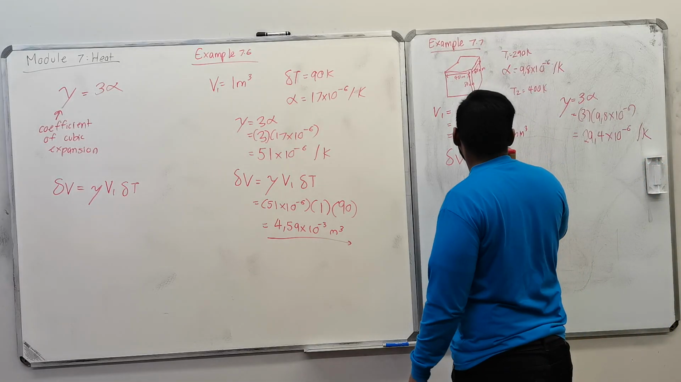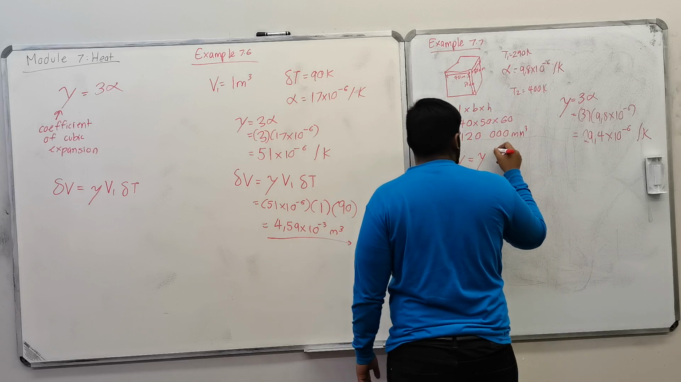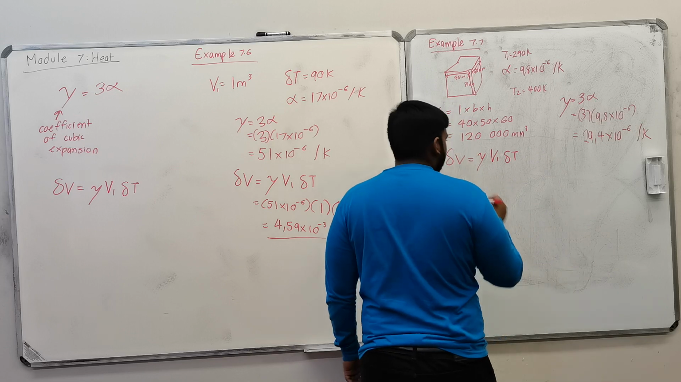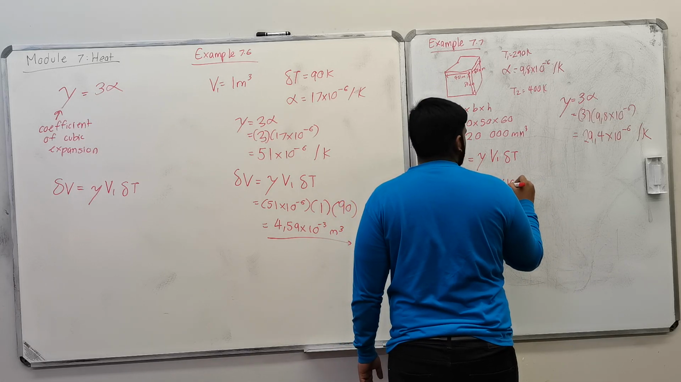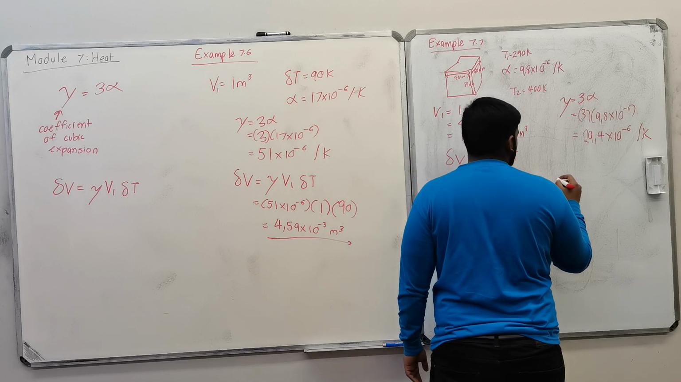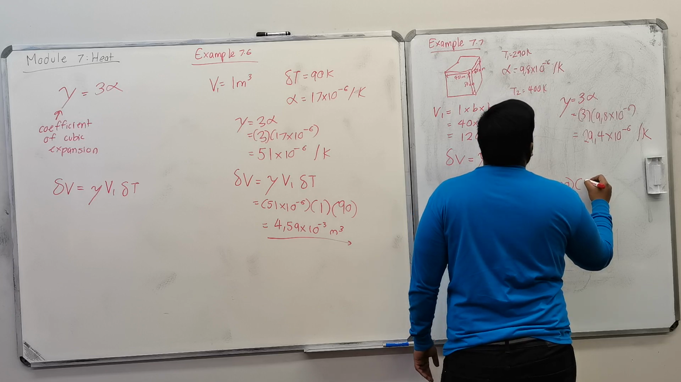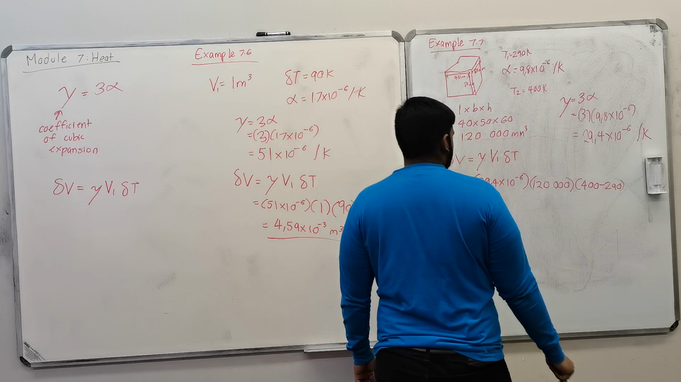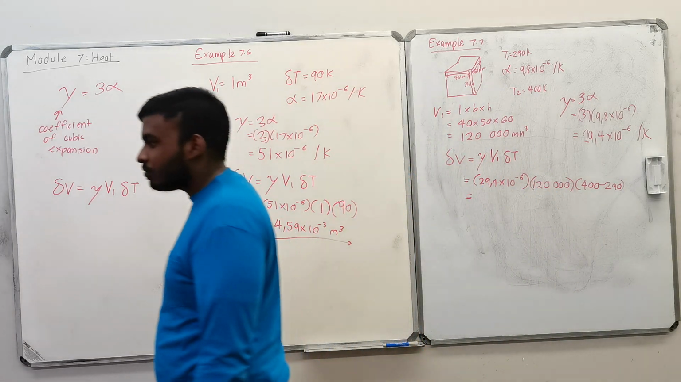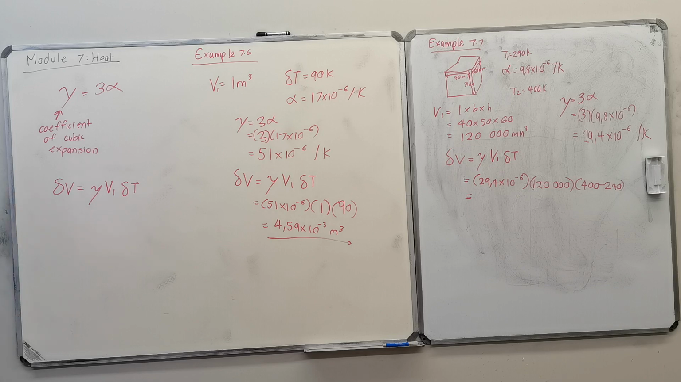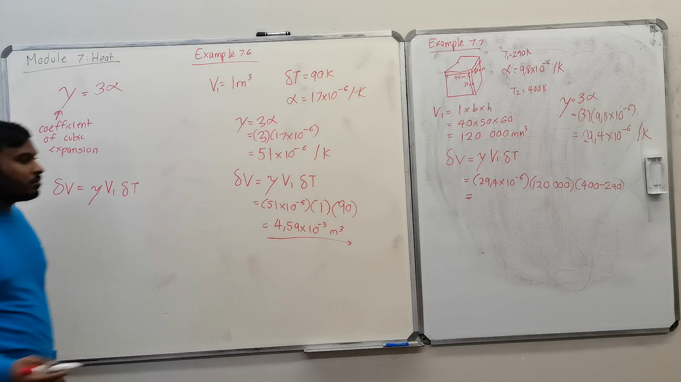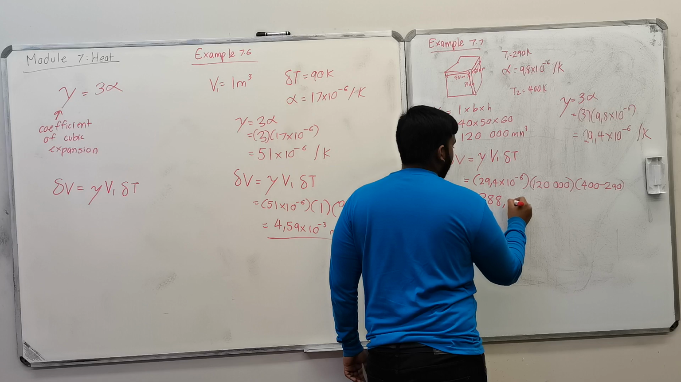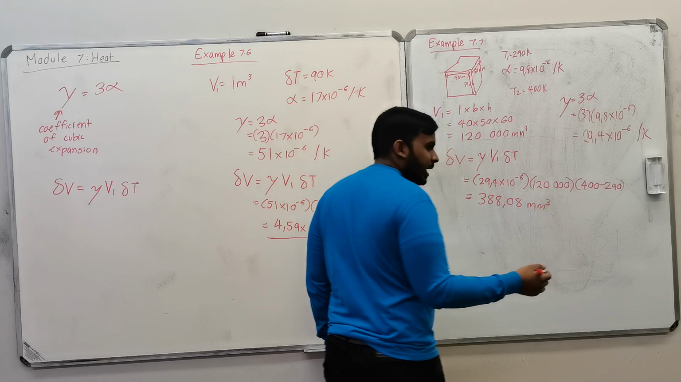Okay. Yes. Change in volume is equal to your cubic expansion multiplied by your initial volume multiplied by your change in temperature. This would be 29.4 times 10 to the minus 6 multiplied by 120,000 multiplied by 400 minus 290, which is 388.08. Yeah, that was the change in volume.